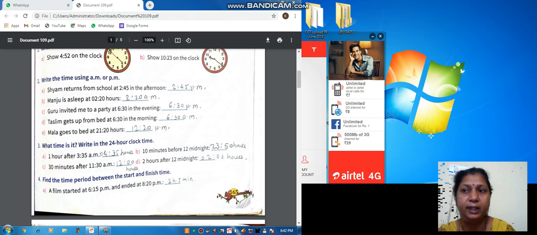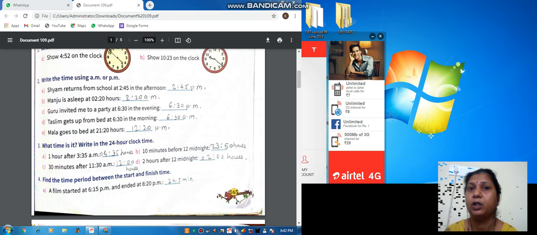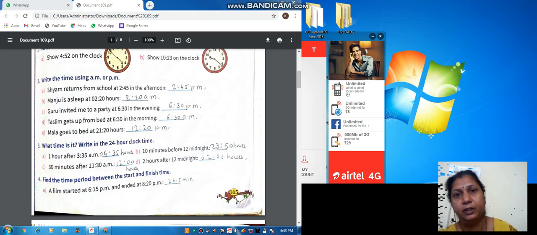Get it? You have to check AM and PM also. If this was 6 AM, then until when would we have to calculate the time? 6 to 12 is 6 hours, and after 12 it is 8. That means 6 plus 8 is 14 hours. If it had started in AM and ended in PM it would be 14 hours, but it started at 6:15 PM and ended at 8:20 PM. That's why it is 2 hours 5 minutes. Clear?